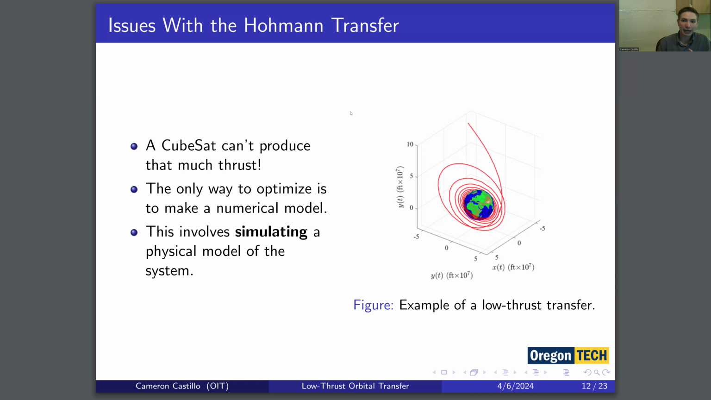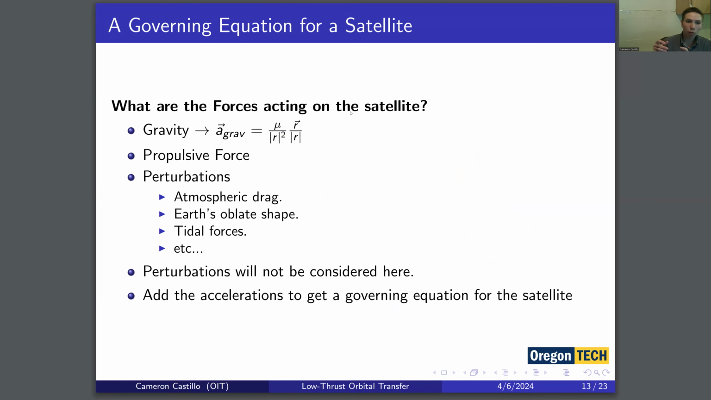And so the way to optimize this, when you have this sort of circulating Earth many, many times, is to make a simulation of your satellite and optimize your simulation numerically, right? So the first thing I guess we would have to do if we were starting with that is to make a model of the satellite that follows the physics of the satellite. So, well, what are the forces acting on the satellite? Well, we're only going to consider two here, right? Gravity and the propulsive force that's acting on the satellite.